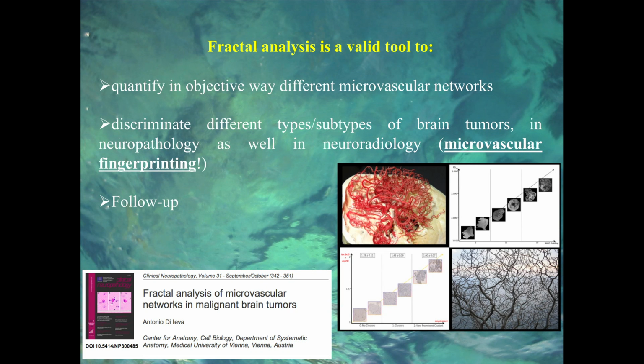So the conclusion of this part of the project is that the fractal analysis is a valid tool to quantify in an objective way different microvascular networks. It's able to discriminate different types and subtypes of brain tumors in neuropathology as well as in neuroradiology. So basically, it's the model to quantify the hypothesis of the microvascular fingerprinting. And maybe it's also able to help us in the follow-up of the patients in vivo, not in vitro anymore.